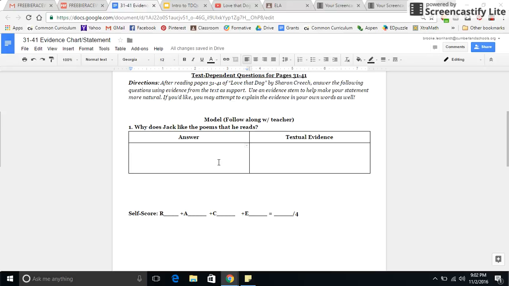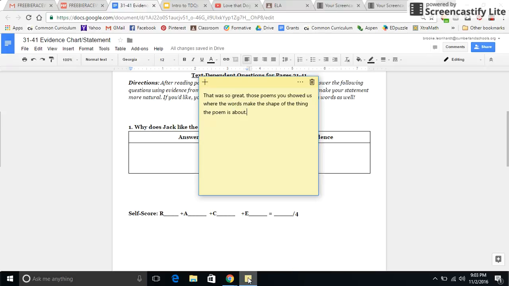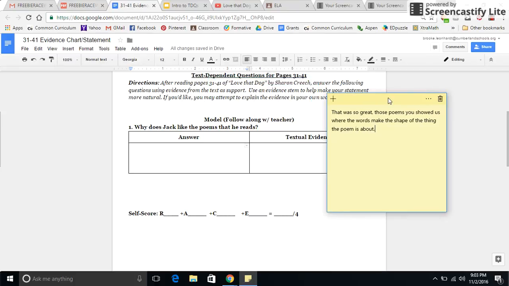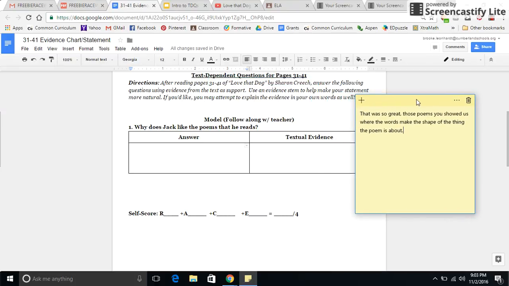Always need to reread before I race. Oh, here we go. Awesome. I actually wrote down some notes here for myself. He says on page 33, "That was so great, those poems you showed us where the words make the shape of the thing the poem is about." He must like the concrete poems because he likes the shape of them.